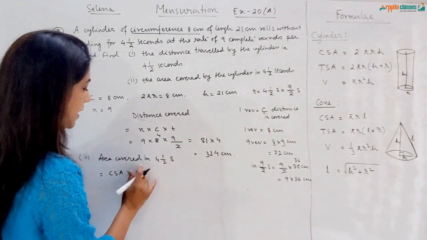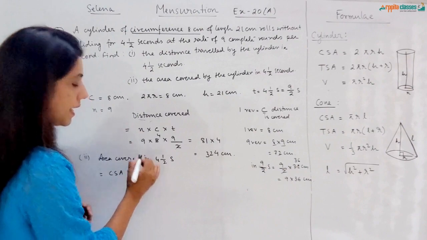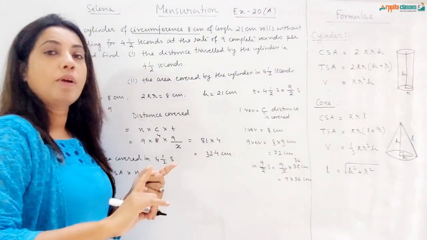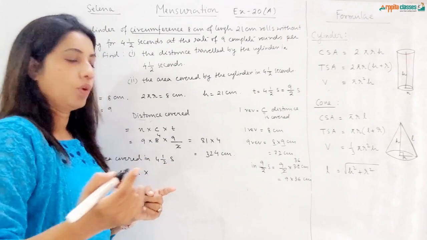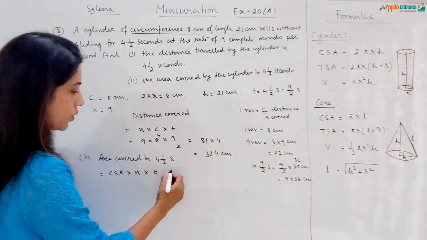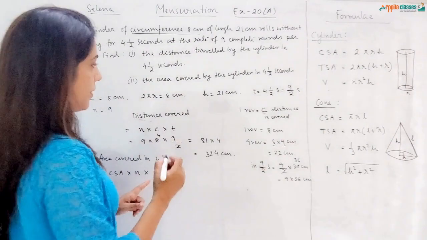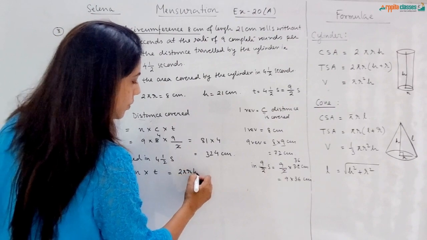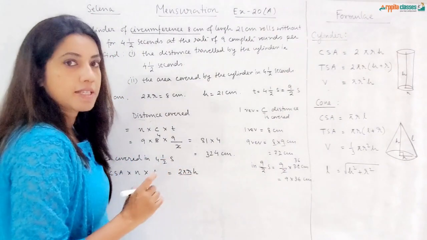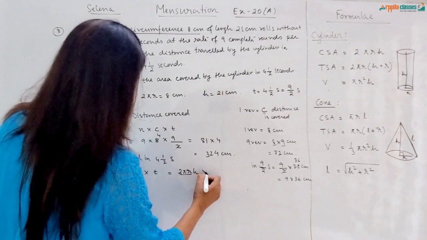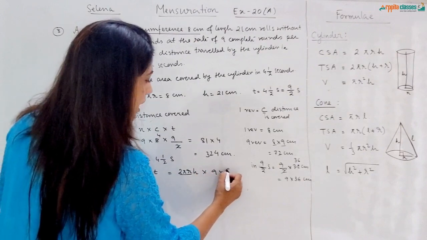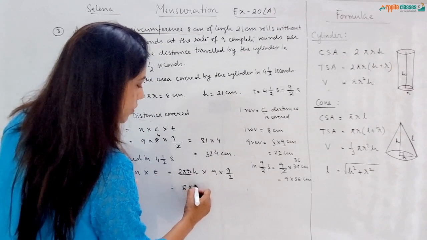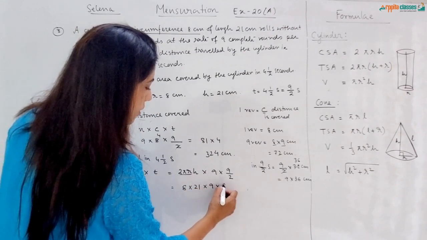So curved surface area into number of revolutions, that is n. And in 1 second it is taking 9 revolutions. So in 4 whole 1 by 2 seconds it will be into 4 whole 1 by 2, that is the time. So curved surface area here is 2 pi r h, 2 pi r into h. 2 pi r is given, that is the circumference 8 centimeter, into n is 9 into time is 9 by 2. So let us write it. 2 pi r is 8, 8 into 21 into 9 into 9 by 2.